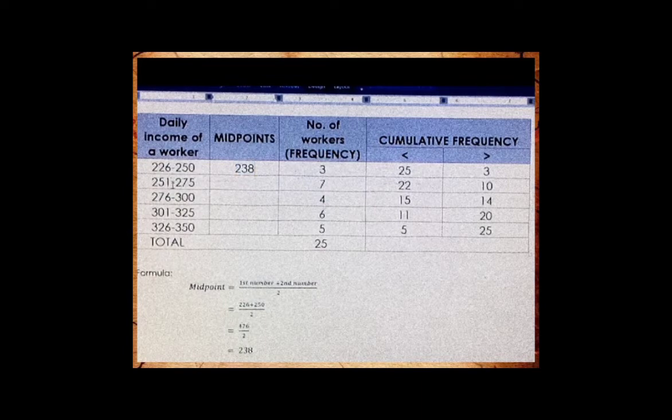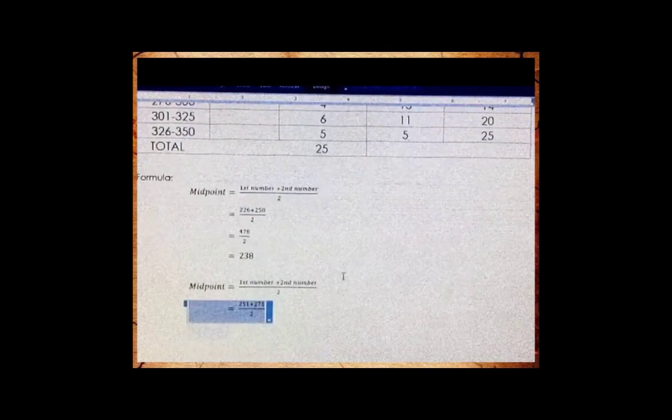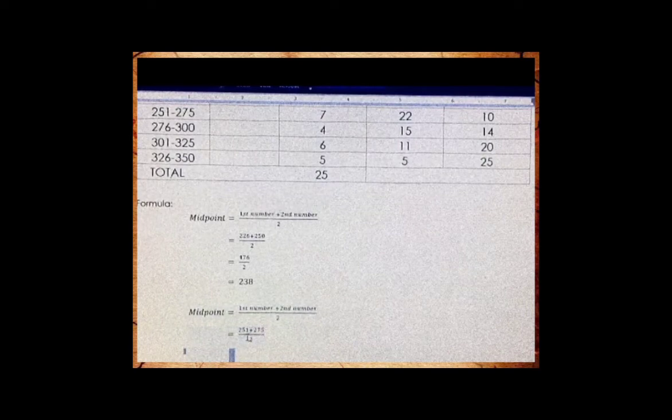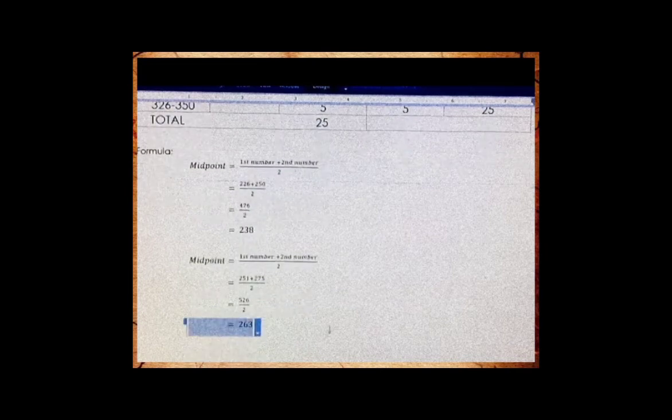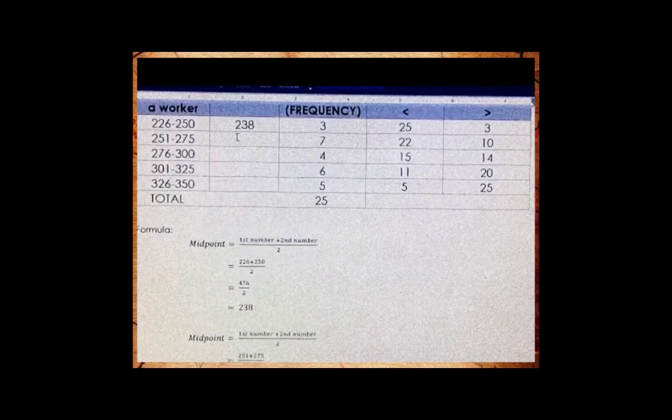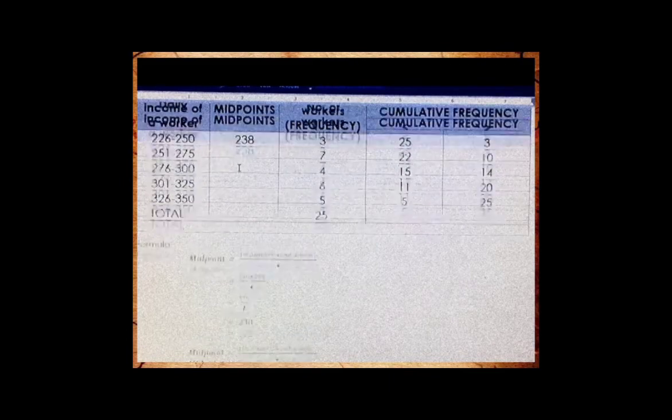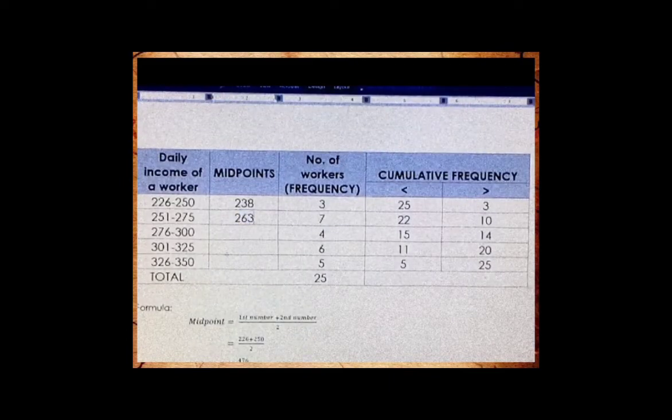So we have 251 plus 275. So 251 plus 275 is equal to 526, divided by 2 is equal to 263. So we are going to write 263 in the second row of the midpoint, because that is the total midpoint of 251 and 275. So on and so forth, that is what we would do to get the midpoint. So you will write the formula, then follow the instruction, and you will get the right answer for the midpoint.